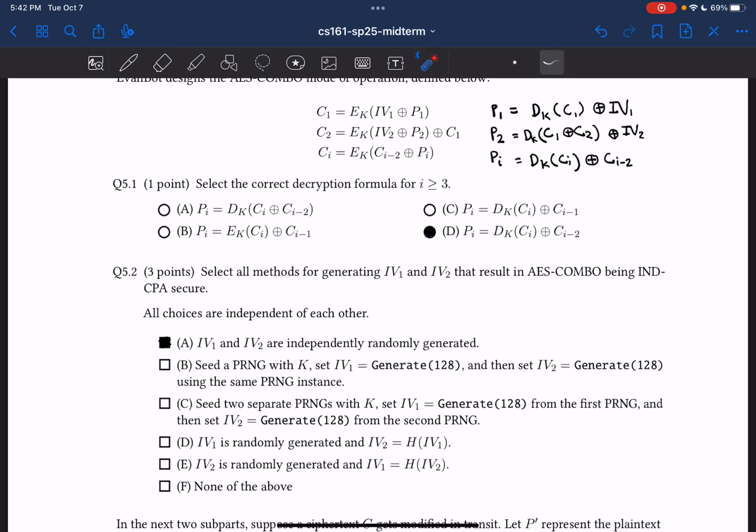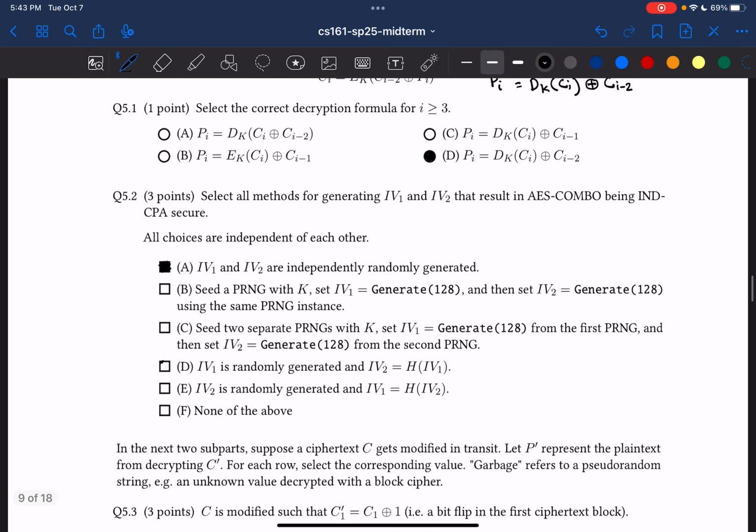The next two answer choices are very similar, D and E, where IV1 or IV2 is randomly generated, and then the other one is the hash of the first one. Remember that hash functions output a pseudorandom and unpredictable value, which means that by hashing IV1 in answer choice D, we are effectively creating another pseudorandom string of bits. So it should be computationally equivalent to option A, which means that both D and E are IND-CPA secure.